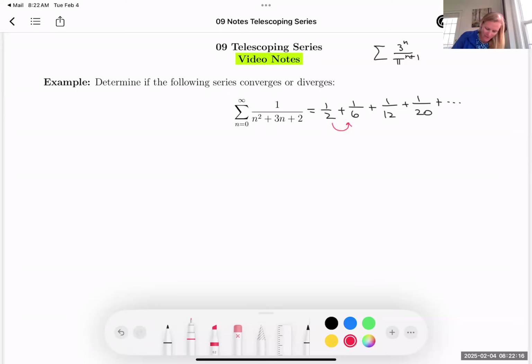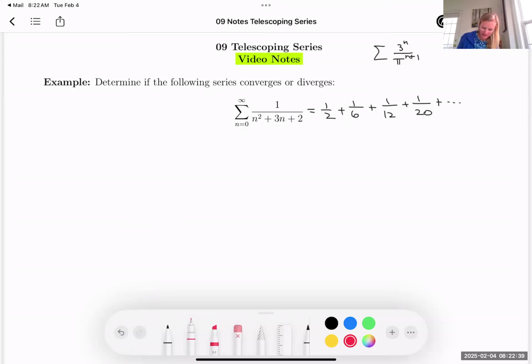To get from 1/2 to 1/6, I multiply by 1/3. To get from 1/6 to 1/12, I multiply by 1/2. So immediately we can see that this is not geometric, because the 1/2 and the 1/3 are not the same number. We have to multiply by the exact same number every time to have a geometric series. So not geometric, and the test for divergence doesn't tell us anything.